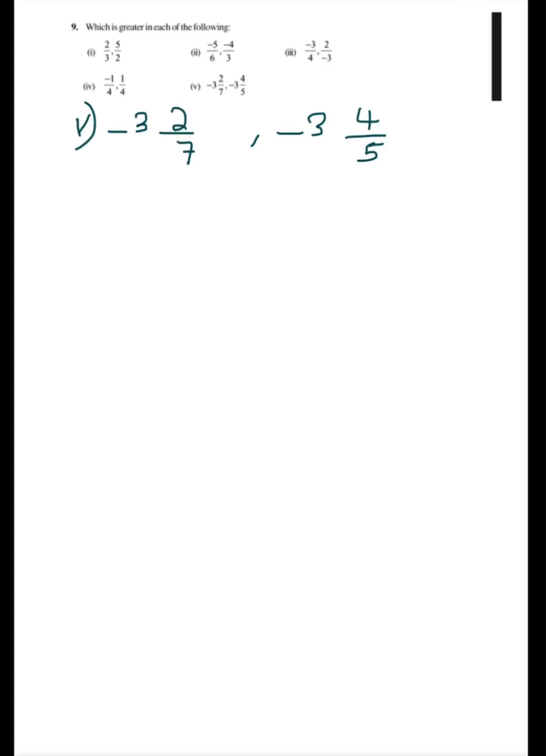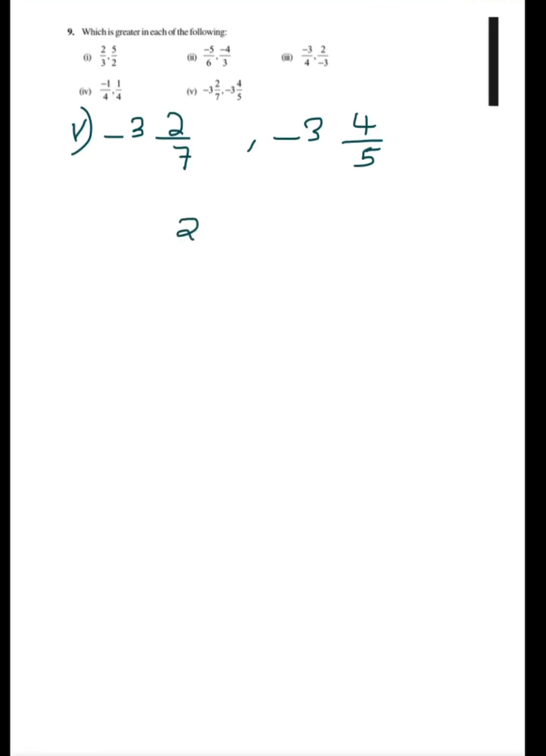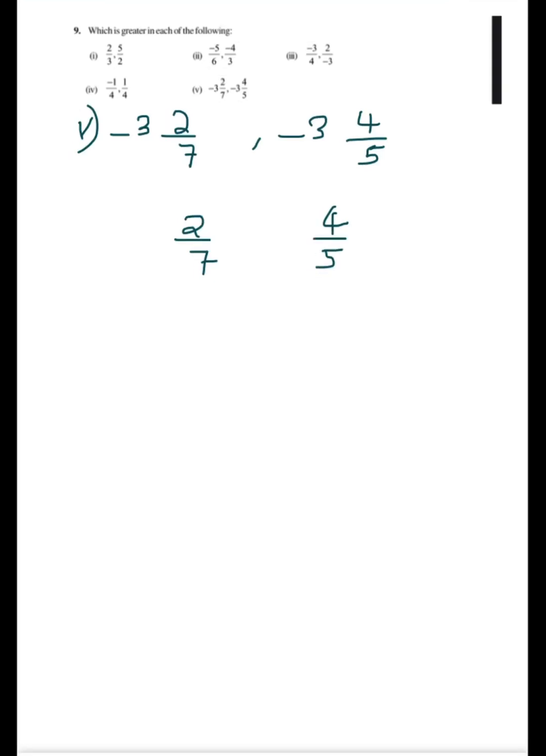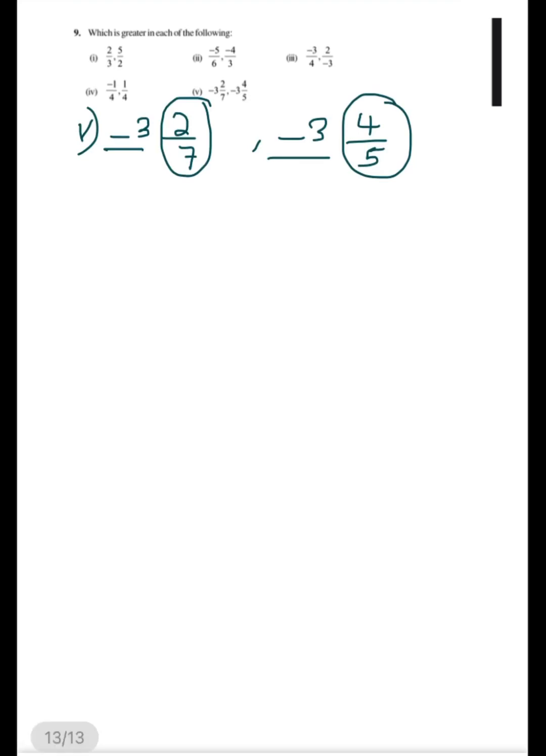So this is our fifth question, that is minus 3 2 by 7 and minus 3 4 by 5. Both are minus 3, so we need to compare only this part, that is 2 by 7 and 4 by 5. Suppose for the second number, instead of minus 3, you had something like minus 4 4 by 5, then you would have to compare the entire number. But here both are minus 3, so no need of comparing those. We need to compare only this rational part. For comparing this part, we have to do the same procedure.